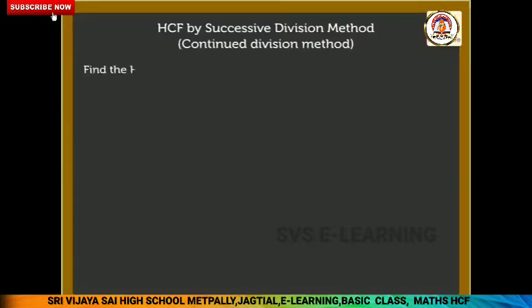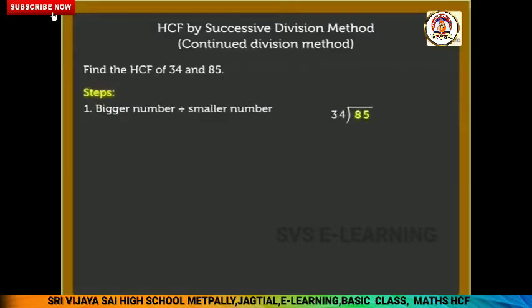Find the HCF of 34 and 85. Step 1. Divide the bigger number by the smaller number. So, here we divide 85 by 34. 34 into 2 is equal to 68. Now here, subtract 68 from 85 to get the remainder 17.